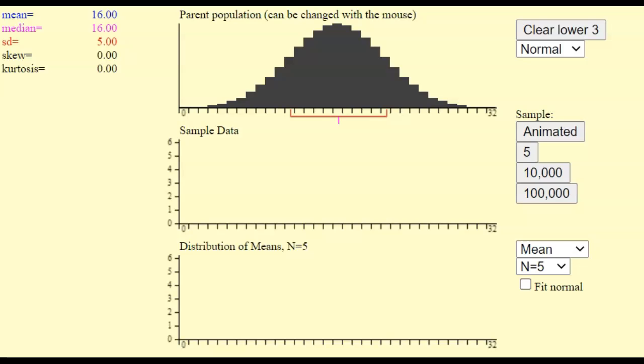Okay, I'm going to demonstrate the central limit theorem and how this actually works. Up here at the very top is the basic, regular population distribution. This is the population. Notice over here in the blue, it tells you the mean, the median, the standard deviation, and how much it's skewed. These things we don't do as much yet.